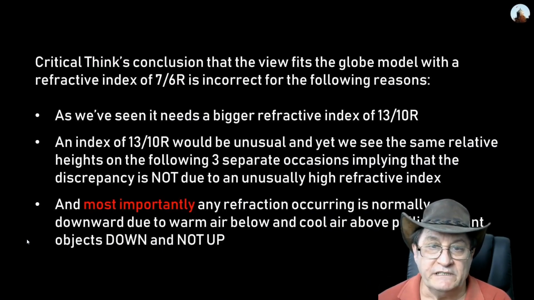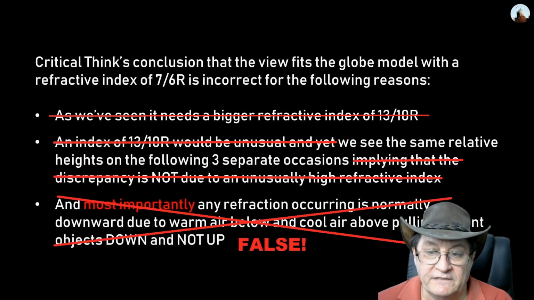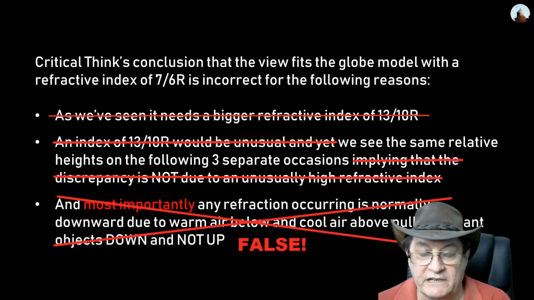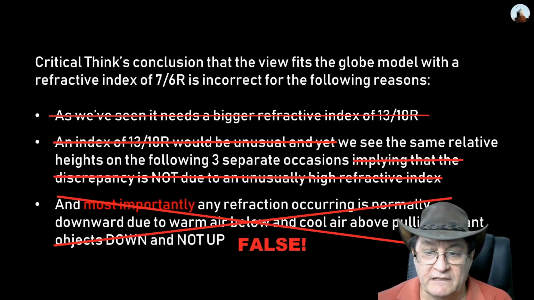So we go through the reasons why Exploring the Plane thought that I was incorrect. He's used the incorrect data, he's fudged the data, maybe not intentionally, but it's a mistake that needs correcting. I've shown that 7 over 6r fits quite well, and that makes the second point a little bit redundant. But I do notice that you said we see the same relative heights on 3 separate occasions, so therefore, globe confirmed. And most importantly, this third point is false.